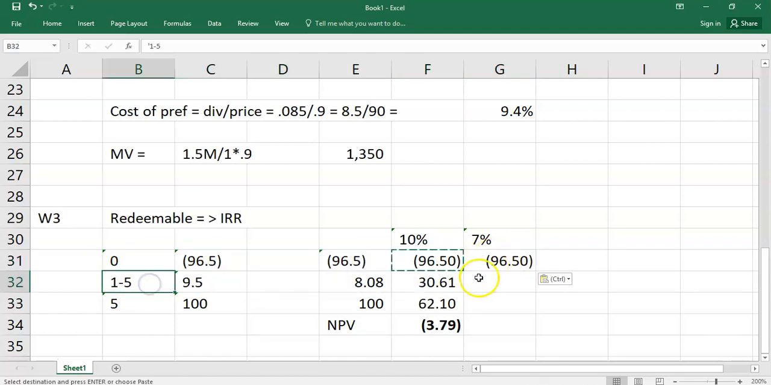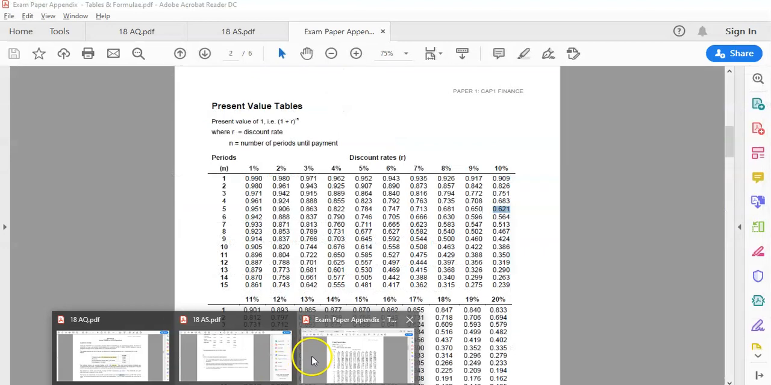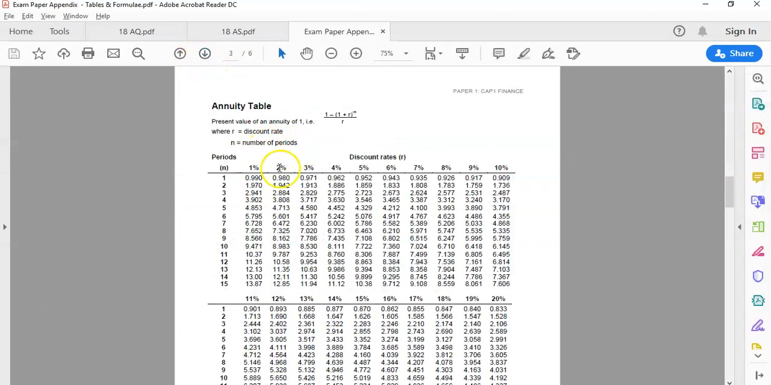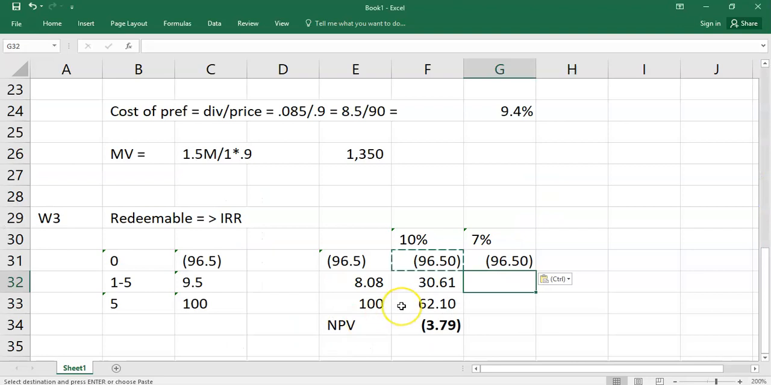The years 1 to 5 now, it's still 5 years, but you must look at the annuity factor now for 7%. So that is 4.1. So instead of multiplying by 3.791, it's going to be 8.08 times 4.1. And we'll just tidy up those so they're the same format. I'd always go in numbers, I'd go to 2 decimal places unless it's millions.